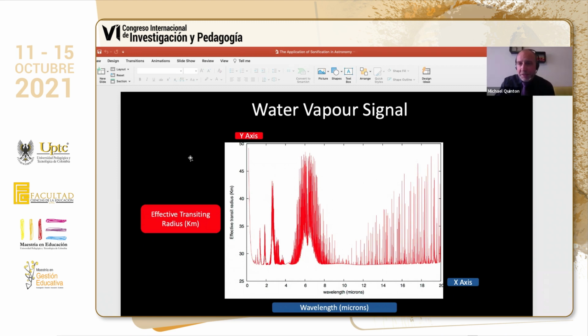Now, just to make this clear, we've been stressing throughout this presentation that sonification is good for temporal data. But in this case, we're not looking at a temporal data set. This is a spectroscopic data set, not a temporal one. So how are we going to use sonification effectively if it's not representing time?